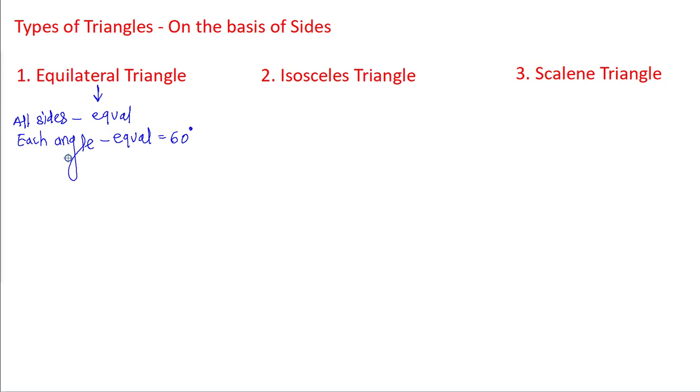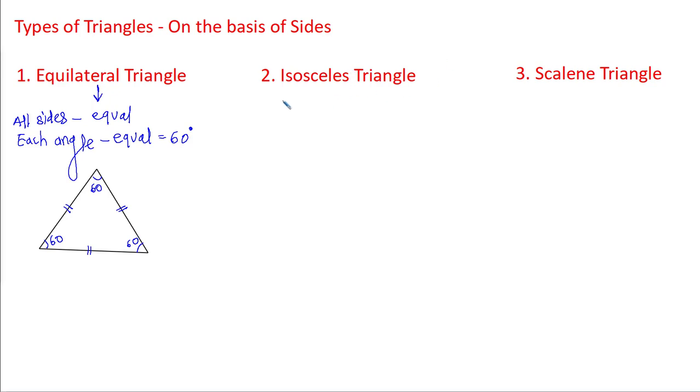How does an equilateral triangle look? Look here, an equilateral triangle looks like this, where all three sides are equal and the measurement of each interior angle is 60 degrees. There are a few more properties of the equilateral triangle, and we'll see those later on. As of now, just have a look at the definition: an equilateral triangle is a triangle in which all sides are equal, each angle is equal, and the measurement of each angle is 60 degrees.